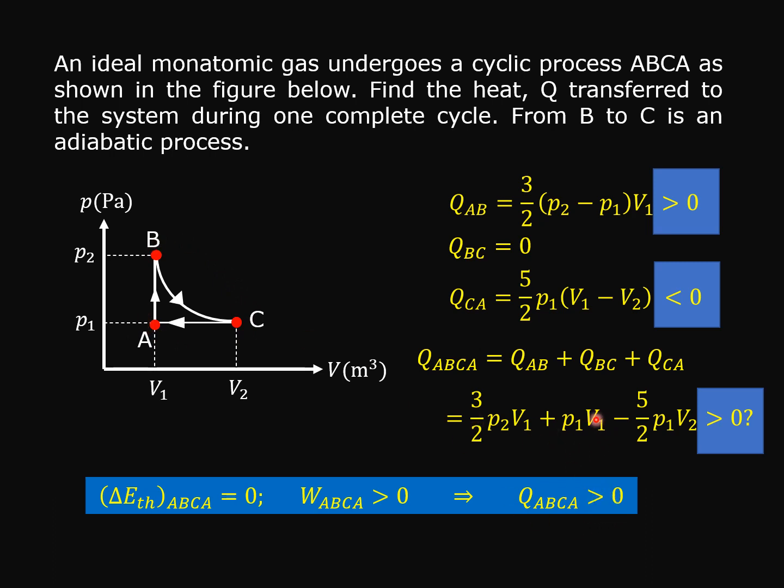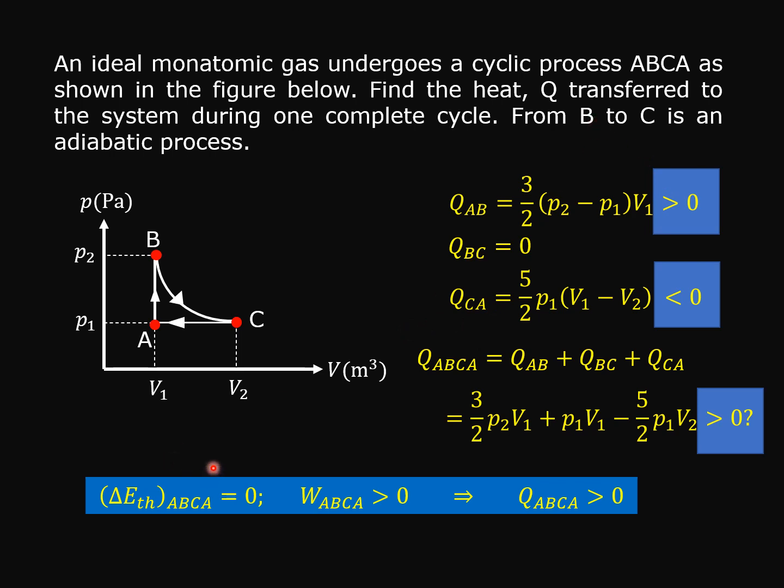So that means the first two terms in these expressions must be larger than the third term to get the positive value. Or we can know that this QAB must be larger than the QCA. So that is why the question asks what is the Q transferred to the system. Although from this question we know that the Q for the complete cycle should be a positive value, we need to analyze the reasons why the Q for the complete cycle is a positive value.